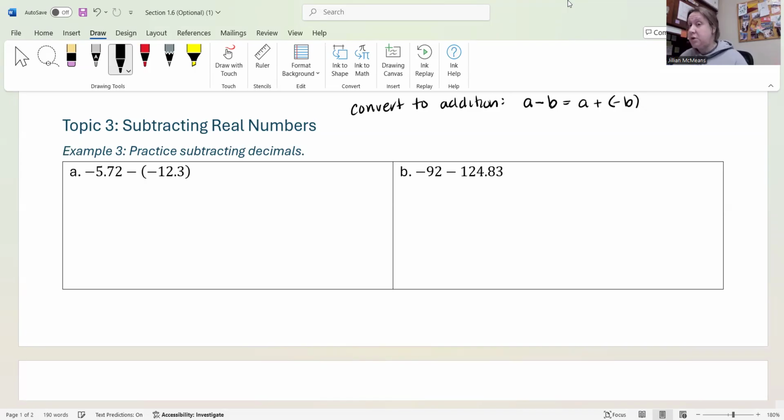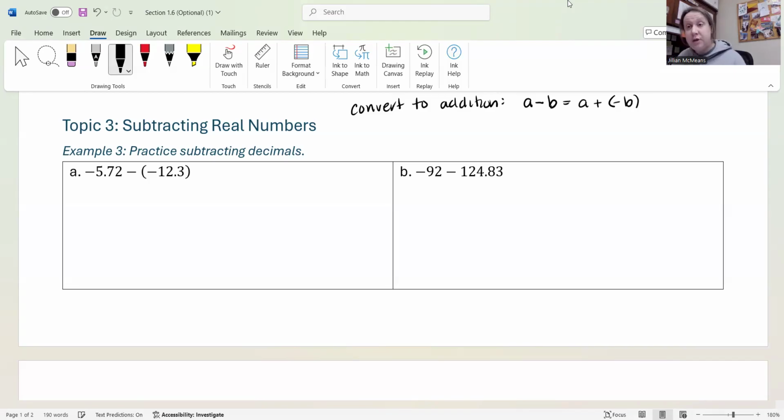So here we're going to be subtracting decimals. Now, the only thing you need to remember about decimals is when you add and subtract decimals, you line up the decimal point. You potentially have to add zeros at the end of the numbers to make sure all of the numbers that you're adding have the same number of decimal places. And then you just add or subtract and bring the decimal down into your answer.